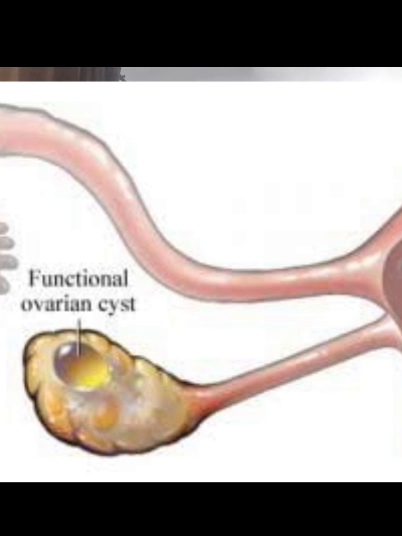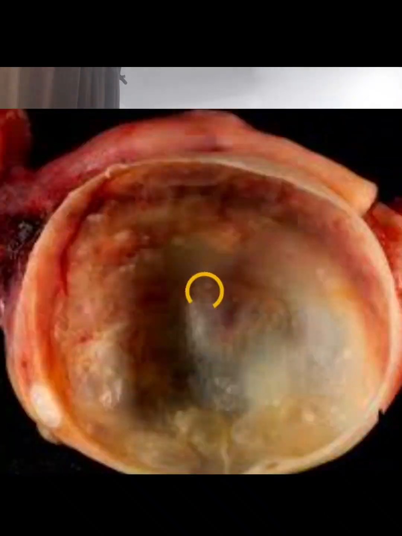Now we have other forms of cyst. We have types of cyst. We have the functional cyst, just like I've mentioned. We have the endometrioma.